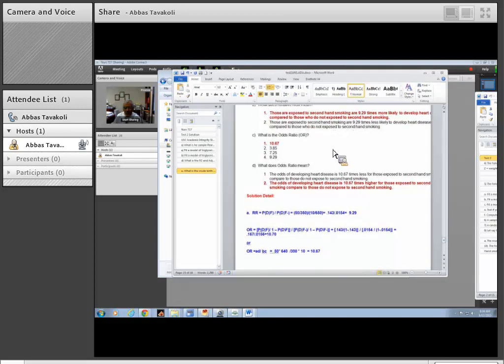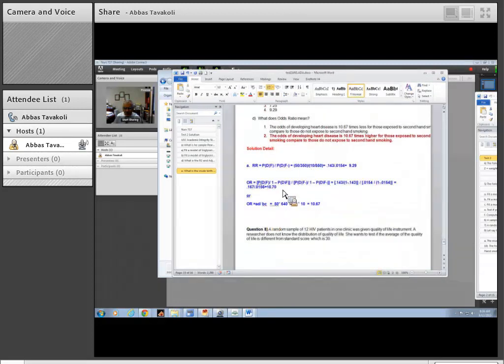What is the odds ratio? You can use two different formulas, the probability formula. Again, probability of disease given factor over 1 minus probability of disease given factor, divided by probability of disease given non-factor over 1 minus probability of disease given non-factor. So 0.143 over 1 minus 0.143, divided by 0.154 over 1 minus 0.154, which gives you 10.70. Or you can use AD over BC, which is 50 times 640 over 300 times 10, giving 10.67.